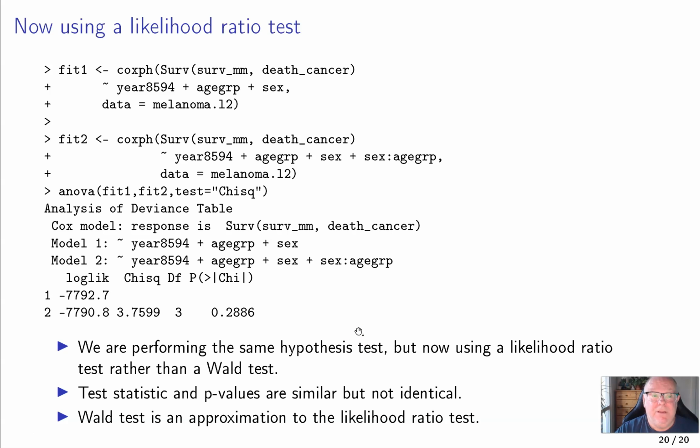And for completeness, I'm going to do a likelihood ratio test. I'm going to fit the main effects model. Then I'm going to fit the interaction model. And then we compare the likelihoods for the two models. So this is a conceptually identical test, but slightly different mathematically. The previous test was a Wald test. We're now using a likelihood ratio test. The Wald test is an approximation to the likelihood ratio test. So we would expect to get the same results. And we see that the test statistic and the p-value are similar, but not identical.